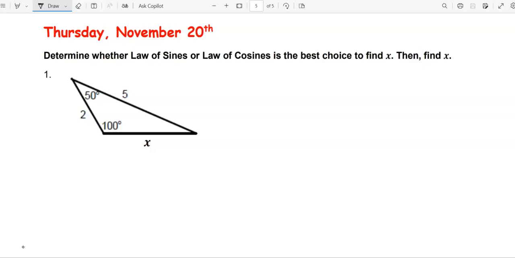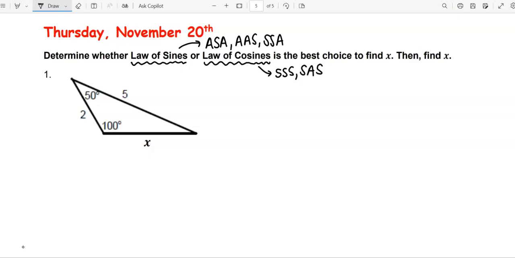So for number one, we're determining whether law of sines or law of cosines is the best choice to find x, and then we're going to find x. Remember, we want to use law of sines if it is an oblique triangle, which is not a right triangle, and when we have angle, side, angle, angle, angle, side, or side, side, angle. And law of cosines is also for oblique triangles, or non-right triangles. We want to use this if we have side, side, side, or side, angle, side.